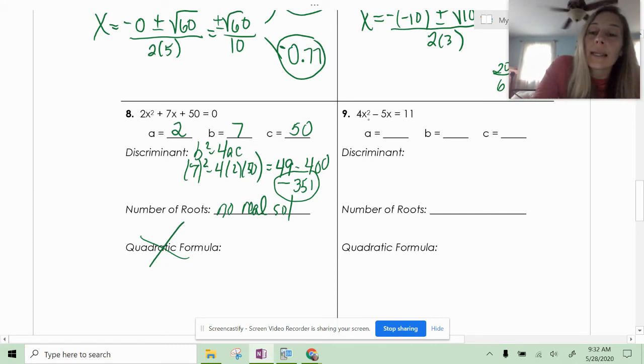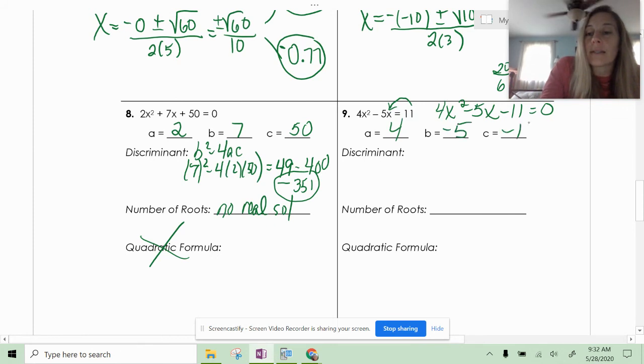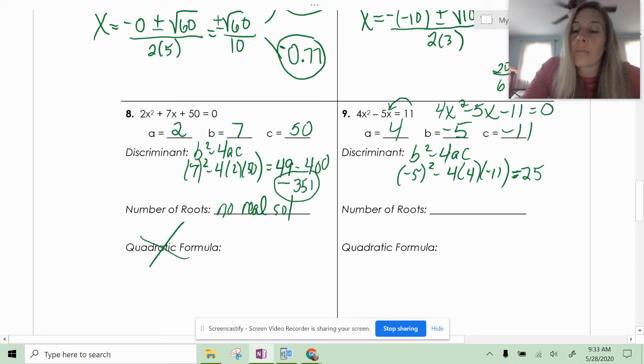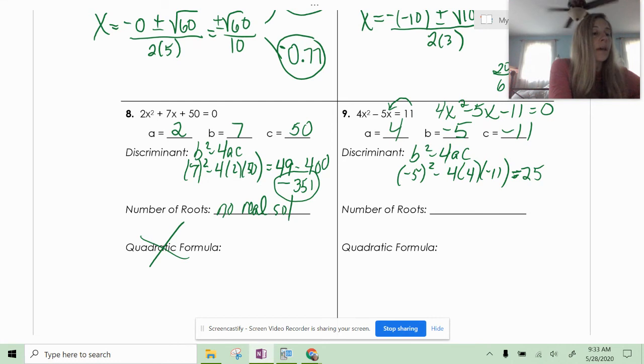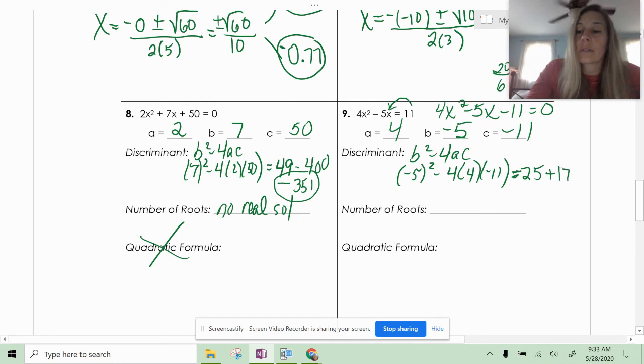And then finally, number 9, first thing we have to do here is move that 11 over to the other side because we need it to equal 0. So we subtract the 11 over to the other side. So now A is 4, B is negative 5, C is negative 11. The discriminant is negative 5 squared minus 4 times 4 times negative 11. So we have 25. And then let's say 4 times 4 is 16. 16 times 11 is 176, and we have minus and negative, so it's going to be plus 176.